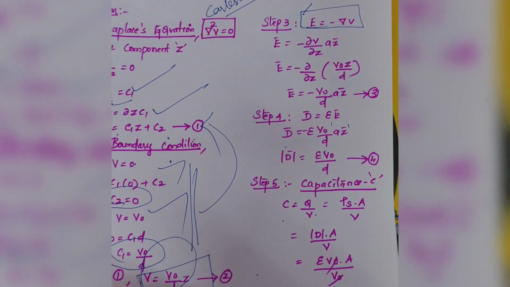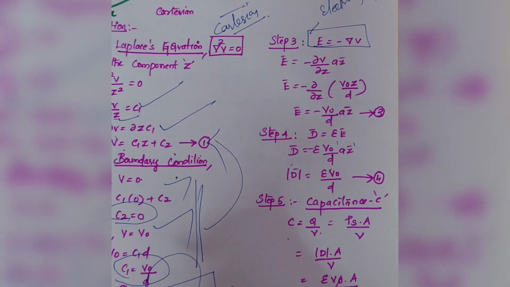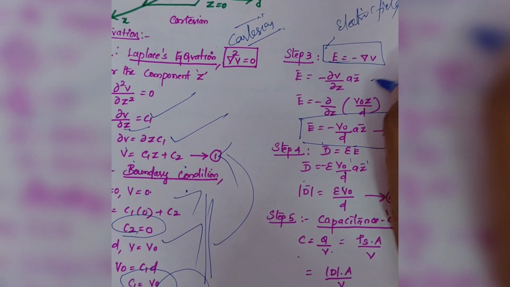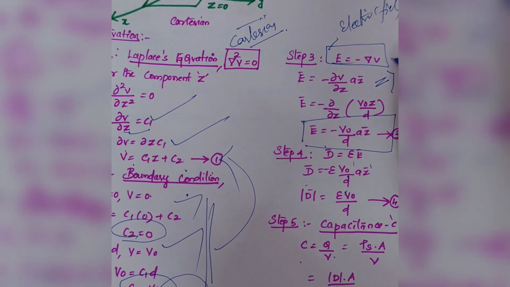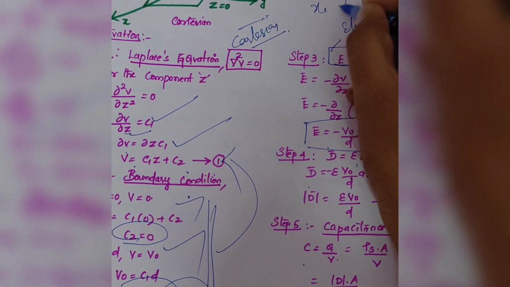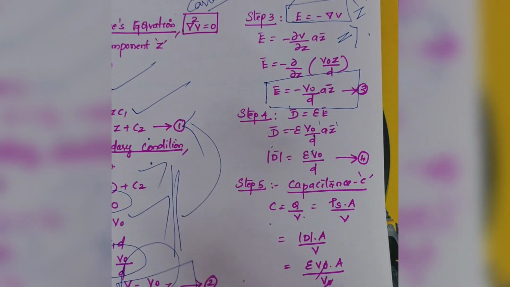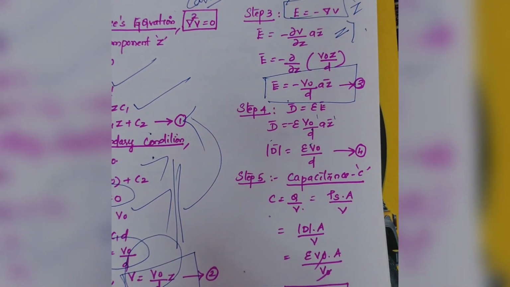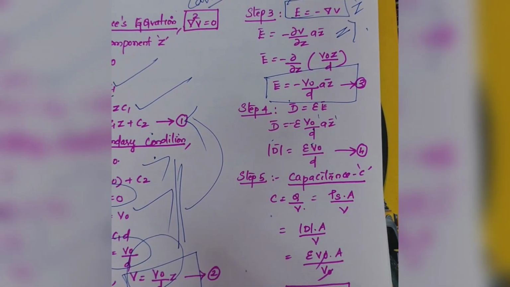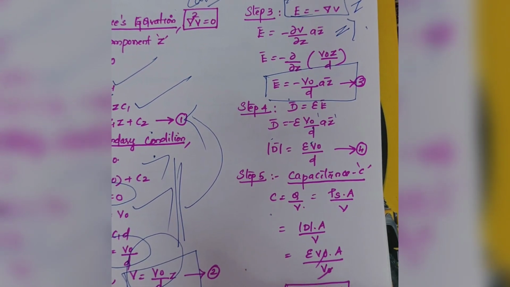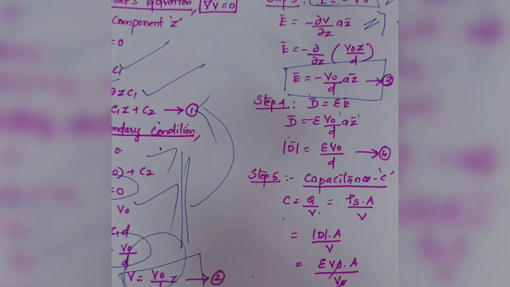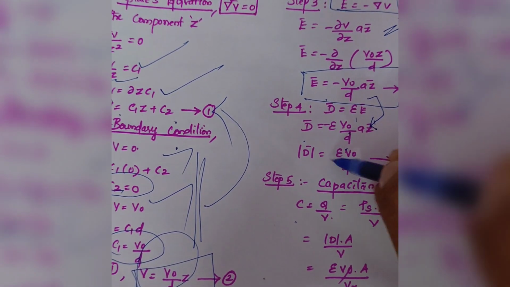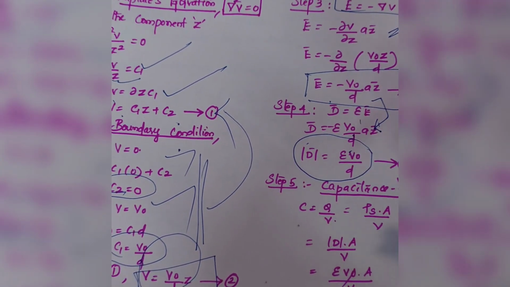Then based on the E vector, find D vector. Once I got the E vector answer, since it is only in the z plane, remove the x and y components. So find D vector. The D vector formula is epsilon into E vector, where D vector equal to epsilon, instead of E, minus V naught by d into AZ vector. Just substitute this here, take modulus, you will get epsilon V naught by d.